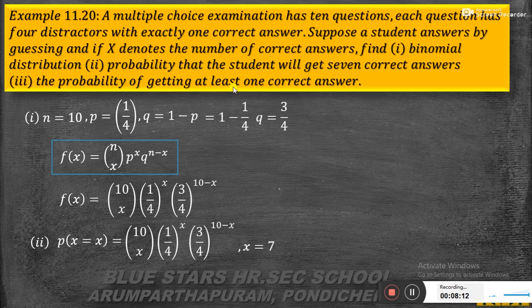Next, the probability of getting at least one correct answer. At least one means 1 or 2 or 3 or 4 or 5 correct answers, up to 10 correct answers. Probability of 1 correct answer or 2 or 3 or 4 or 5 or 6 or 7 or 8 or 9 or 10 correct answers. That is the meaning of the probability of getting at least one correct answer. At most one means only one, but at least one means 1 and above we take. So here now we solve the first subdivision.